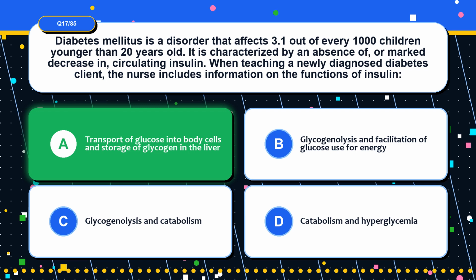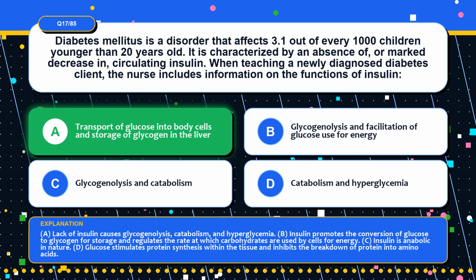The correct answer is option A: transport of glucose into body cells and storage of glycogen in the liver. A lack of insulin causes glycogenolysis, catabolism, and hyperglycemia. B. Insulin promotes the conversion of glucose to glycogen for storage and regulates the rate at which carbohydrates are used by cells for energy. C. Insulin is anabolic in nature. D. Insulin stimulates protein synthesis within the tissue and inhibits the breakdown of protein into amino acids.